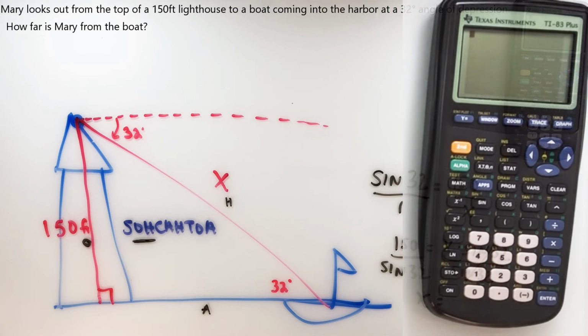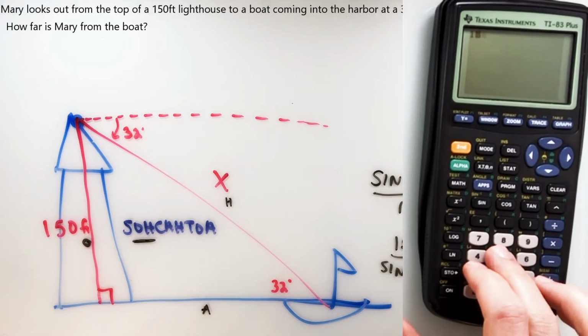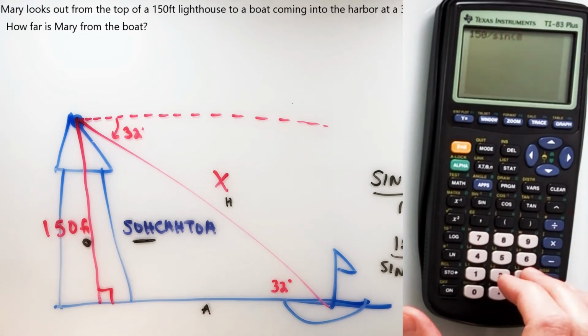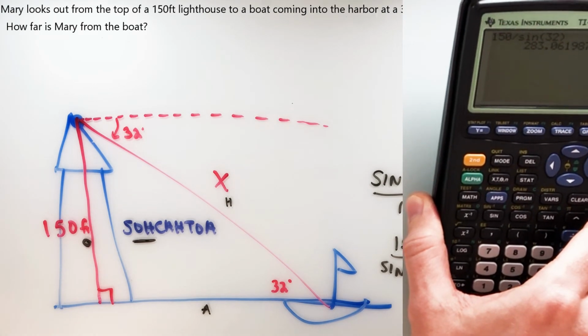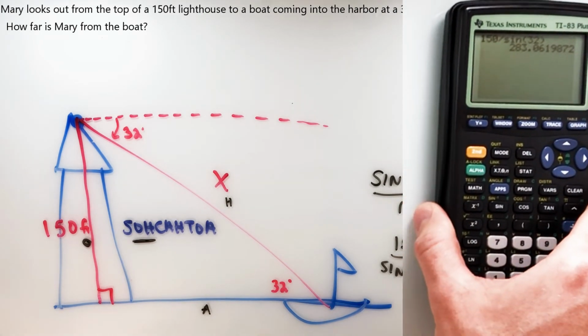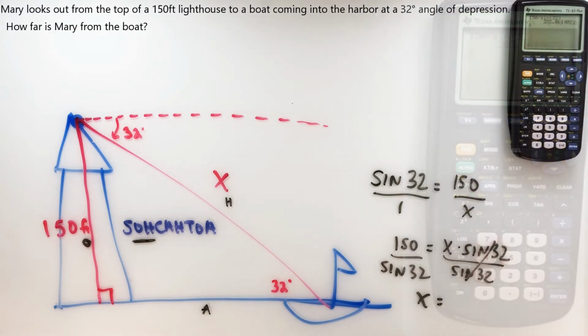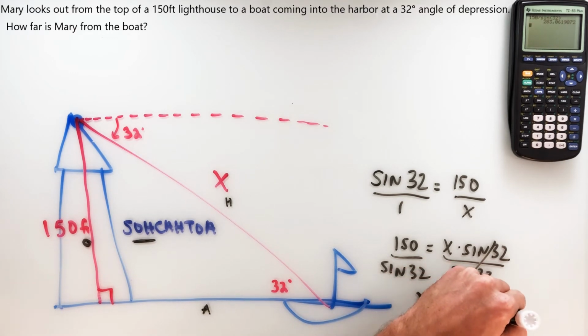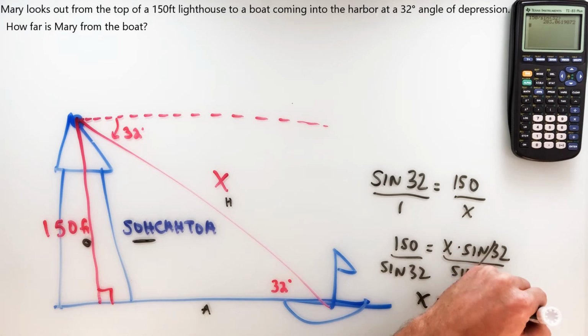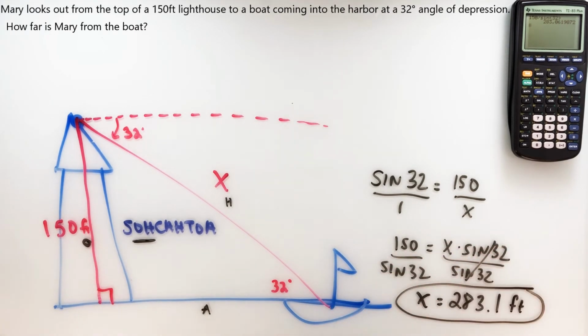So I'll go to my calculator. 150 divided by sine 32, it looks like it's about 283.1. So again, rounding to the tenth. And we are in feet once again. So the distance from Mary at the top of the lighthouse to the boat in the harbor, 283.1 feet. Okay, doing great. Let's do one more.